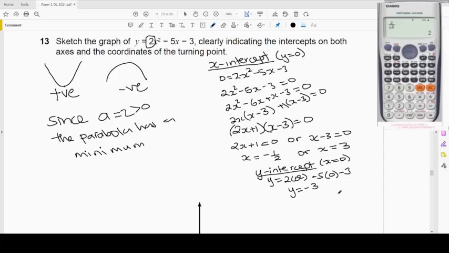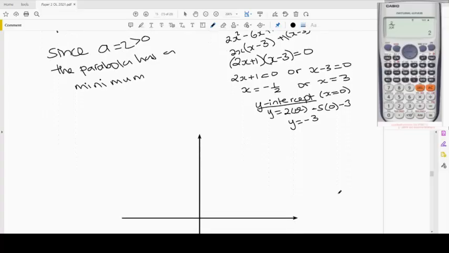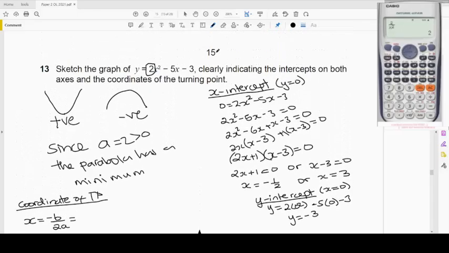Then we need the coordinates of the turning point. The coordinates of the turning point are actually pretty simple to figure out. You can use completing the square, but you don't need to. So the x-coordinate of the turning point is -b over 2a. So you take the b value, what is our b in this case? The coefficient of x, so it's negative of -5 divided by 2 times a, which is 2. So this is 5 over 4. This is 1.25.